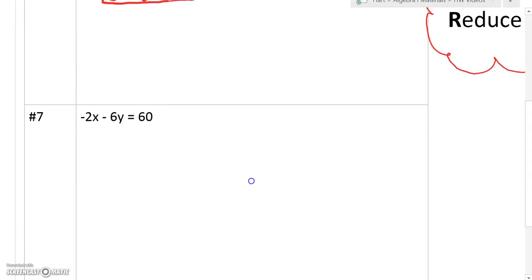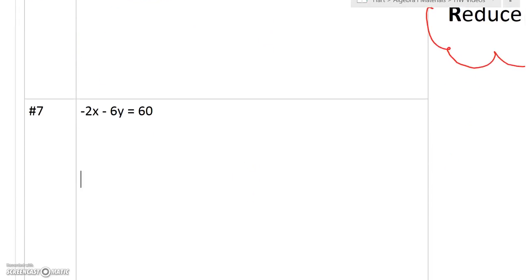Okay, number 7, we're going to follow the same steps. So our first step, once again, move the unwanted constant or variable. So once again, we want y, so we have to move x. So since it's a negative, I'm going to add it.